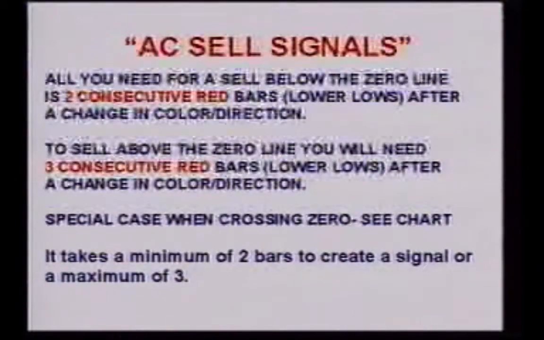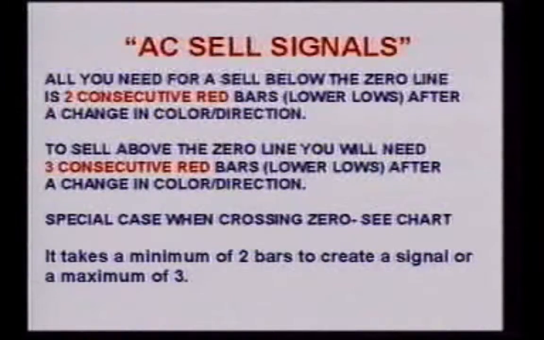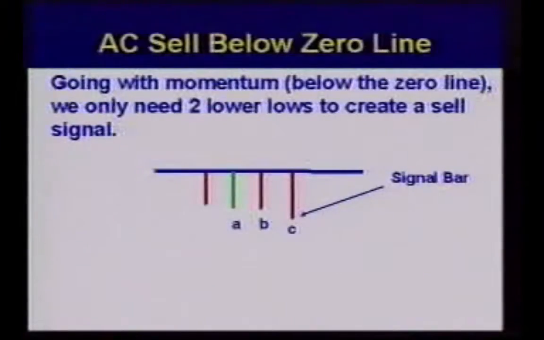Now let's go ahead and take a look at the sells. It should be a review. We should be covering the opposite of yesterday. Here it is on the schematic. We've got the blue line, which represents our zero line, a red bar, then a green bar represents our change in color. Next bar is a red, and then red again. So we have 2 consecutive red bars, or 2 consecutive lower lows. That's created our AC sell signal.